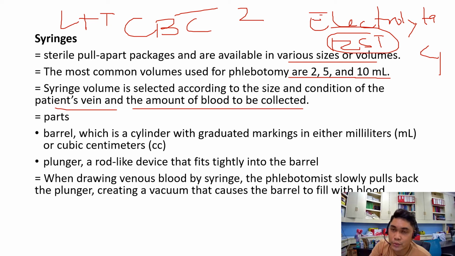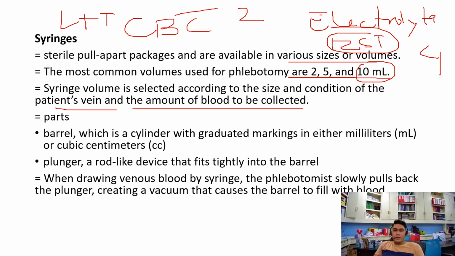So 4 plus 2, that's 6. So you need to collect at least 6 ml of blood. So to collect 6 ml of blood, use a 10 ml syringe. Okay, so parts, you have the barrel, then the plunger, and also the needle.